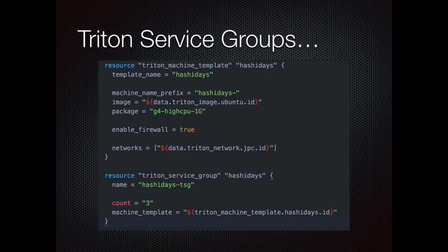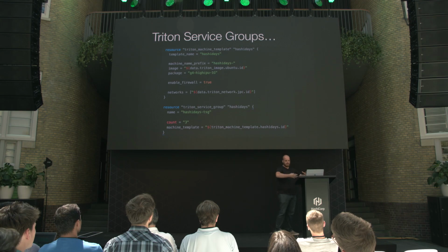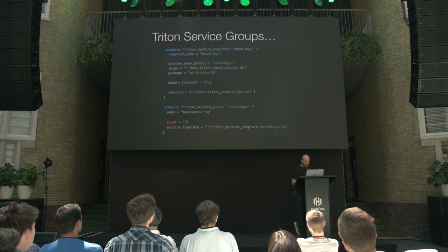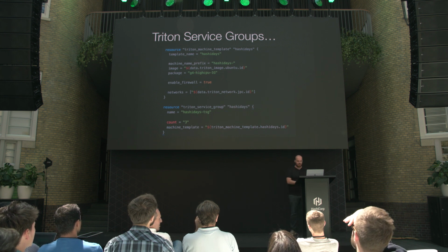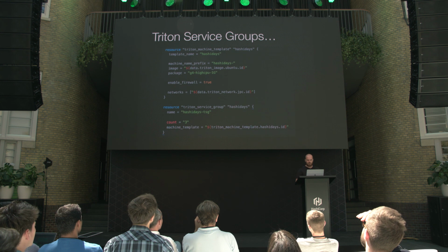In this case, we have a template name just for record in our database. We have a machine name prefix, so all machines will come up with a specific name prefix on the front of them. We have an image that we will create against, because Triton has the idea of images that are already pre-baked. And we have a package, like the size of an instance. And then we attach some networks that we require.